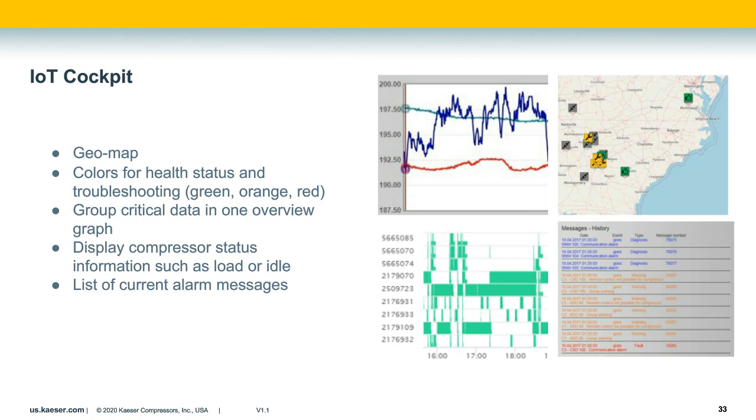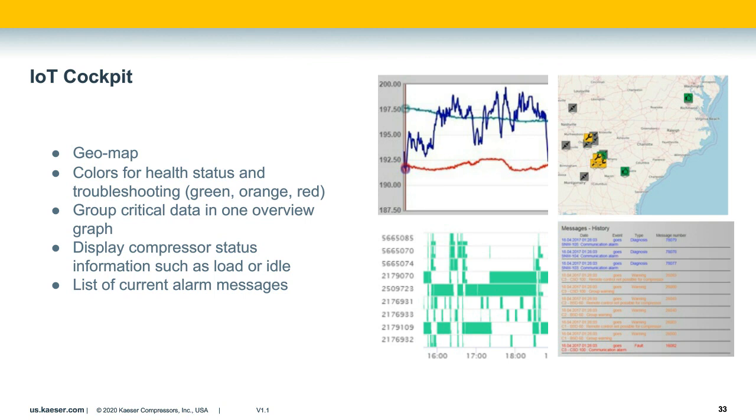Display important compressor status information such as load, idle, or off. So what we're seeing in the bottom left screen, those are equipment numbers on the y-axis, and then we've got time on the x. And we can see when compressors are actually loaded, which is the solid green line, or idling, which would be a small little bar, or off. So we've got a good indication of what's going on.